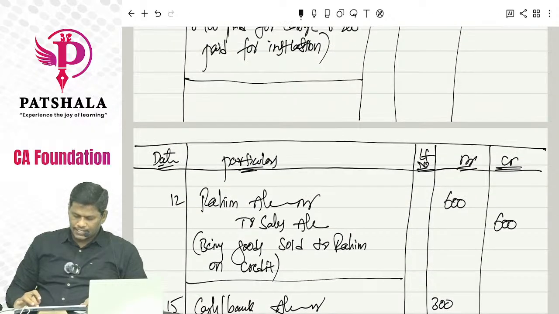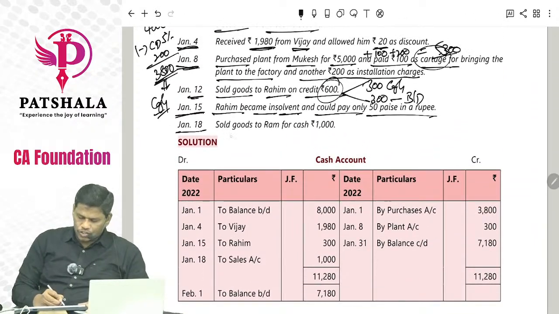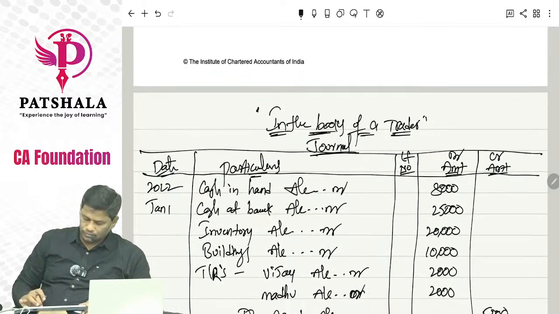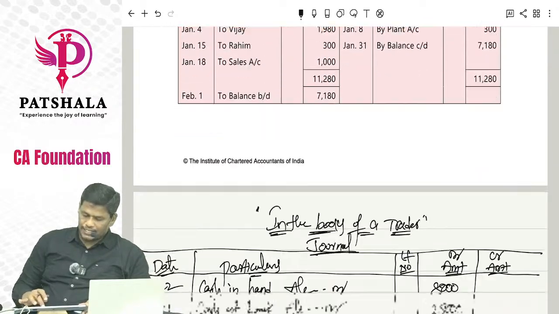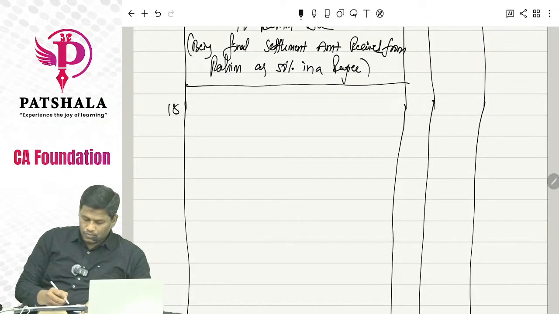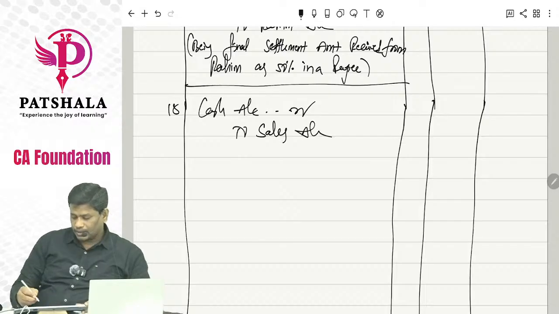నెక్స్ట్ లాస్ట్. Jan 18. Sold goods to Ram for cash 1000. చెప్పండి రా, వాట్ ఈస్ ద ఎంట్రీ వెన్ యు సెల్ goods for Ram? Debit what comes in? Cash account debtor to credit your income sales account. ఎంత మాది? 1000.